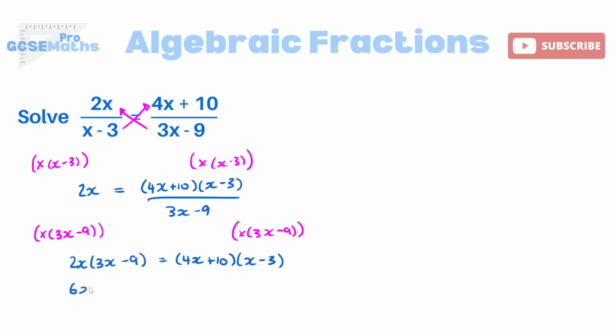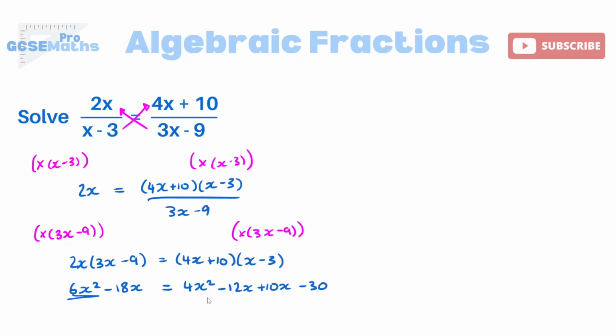So I've got 6x squared minus 18x on the left. The right hand side is double brackets, so we've got 4x squared minus 12x plus 10x minus 30. If you want to go through expanding brackets, then I will link all the videos down below as well. Now, obviously in this case, I am going to be left with a quadratic.